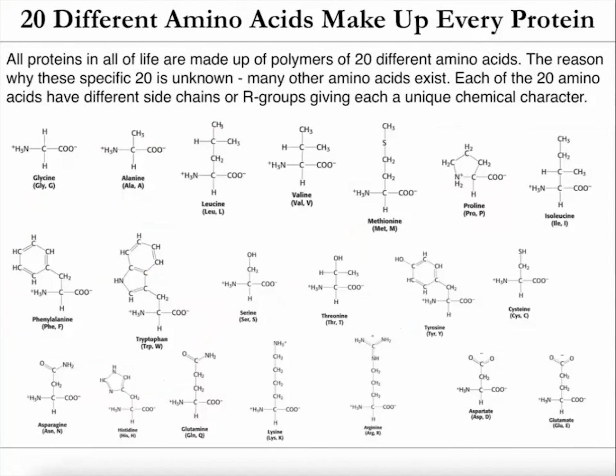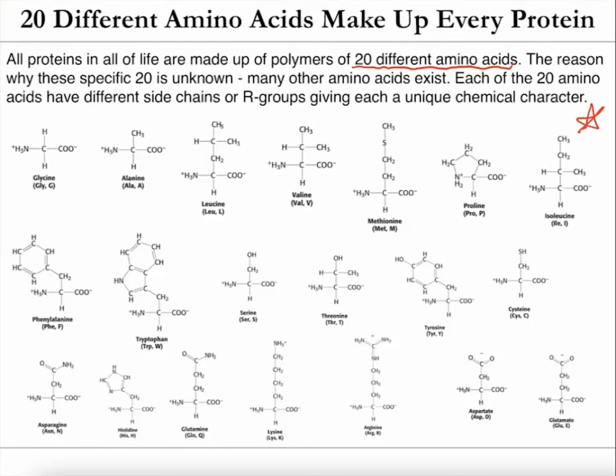Basically, all of life, all proteins and all living things for the most part, are made up of polymers of these 20 different amino acids. And they're all shown on this slide right here. The reason why these specific 20 are incorporated into biological systems is not known. There are a lot of other amino acids that exist, many doing metabolic functions in your body, but all proteins in all living things are pretty much just made up of these 20 amino acids.